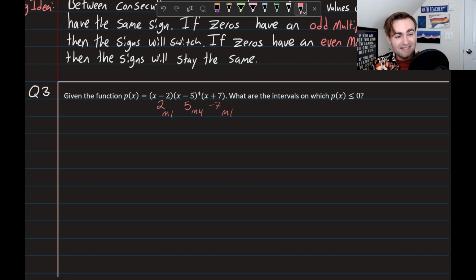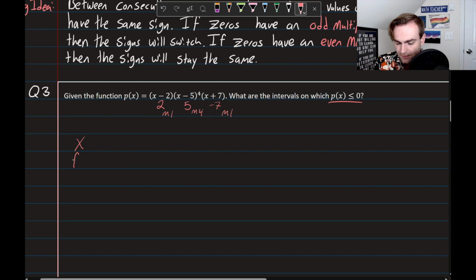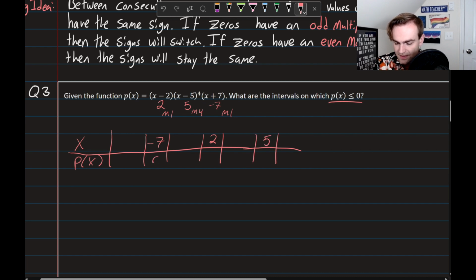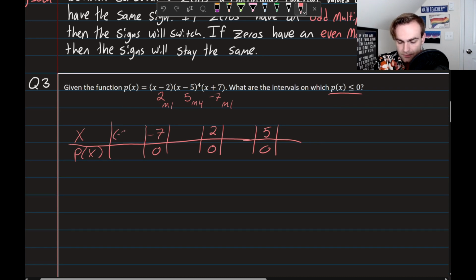So I'm going to make a chart like I did before, because we're finding where this function is less than or equal to 0. Let's make a chart and see what will happen. So we have f of x. Oh no, it's p of x. My bad. So we know we have -7 as one, 2 as another, and 5 as our third, and all of these are 0. Now, for these intervals here, sorry, it's going to take me a little bit to write it down.